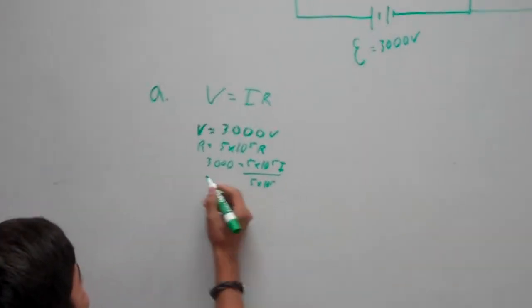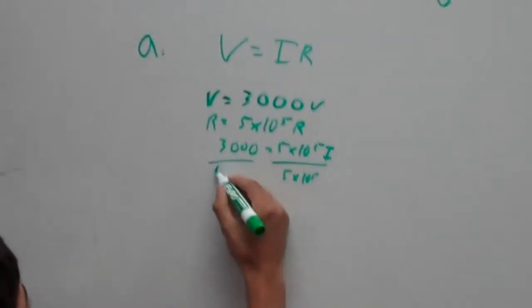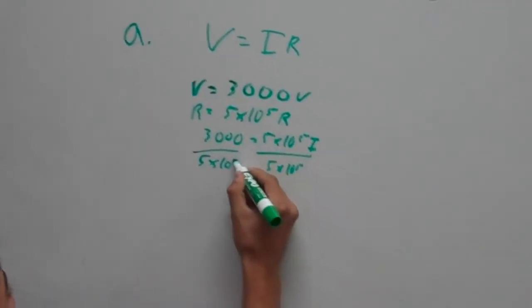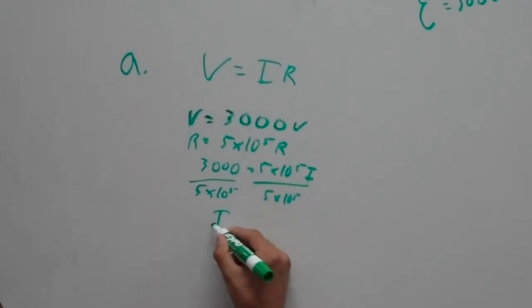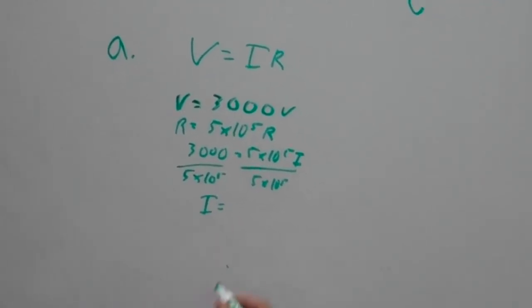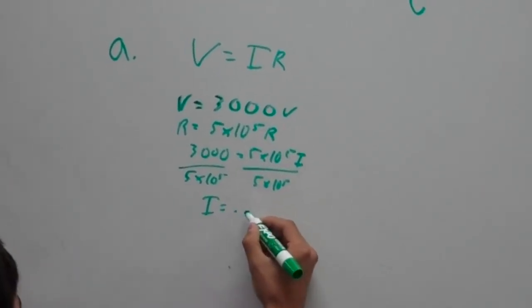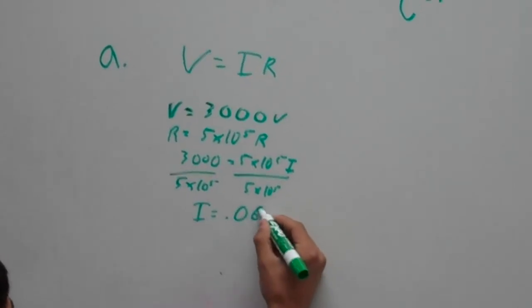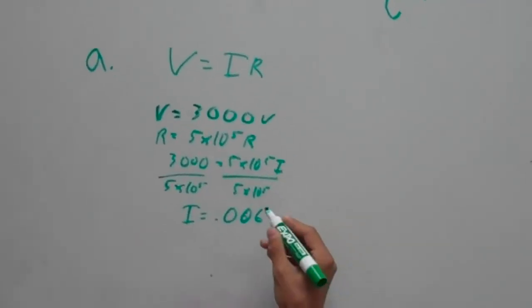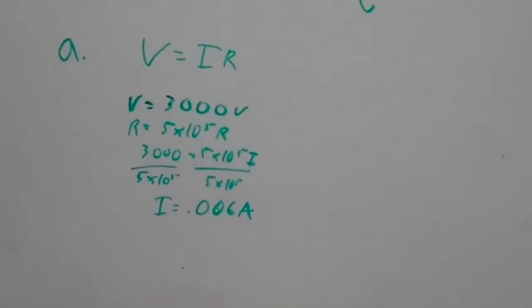Divide by 5 times 10 to the 5th. So your I is going to equal 0.006 amps. Okay.